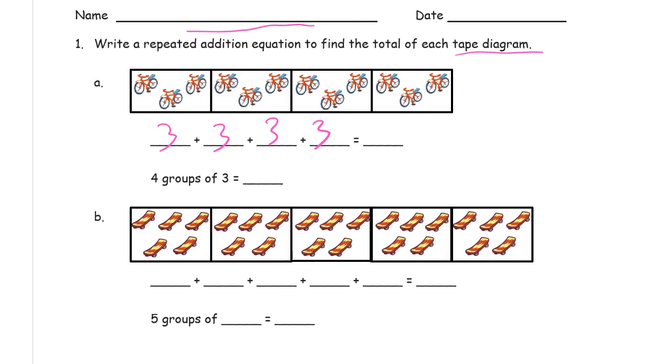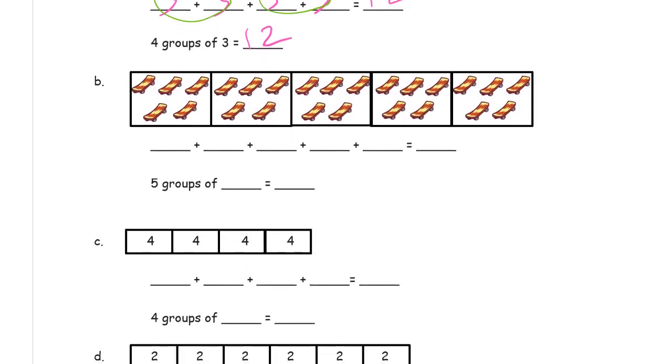Four groups of three, you could just count them all, or if you can count by threes, you can look at this. You know, it's a strategy to add this in your head. You can look at this as that's a six and that's a six. And if you know six plus six, then you know this whole thing is 12. And four groups of three is 12. Oops, I wrote 13, not 12. 12.